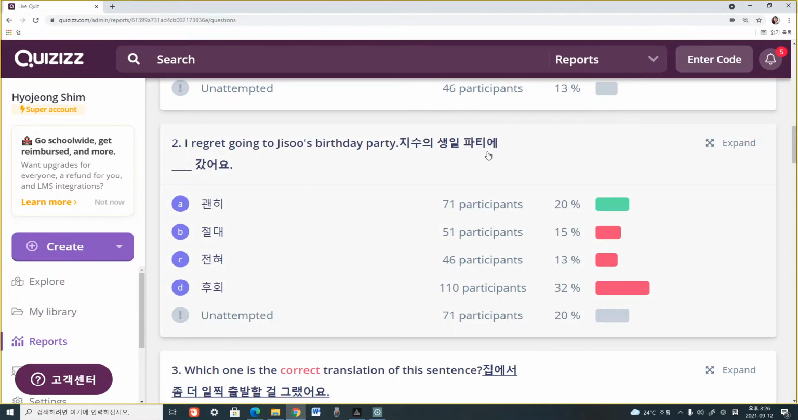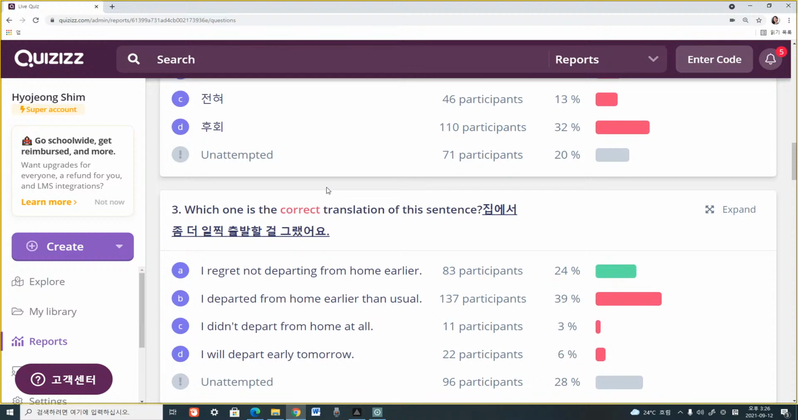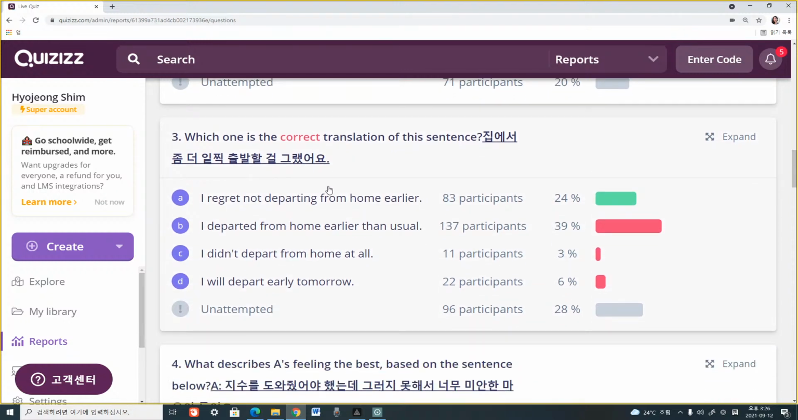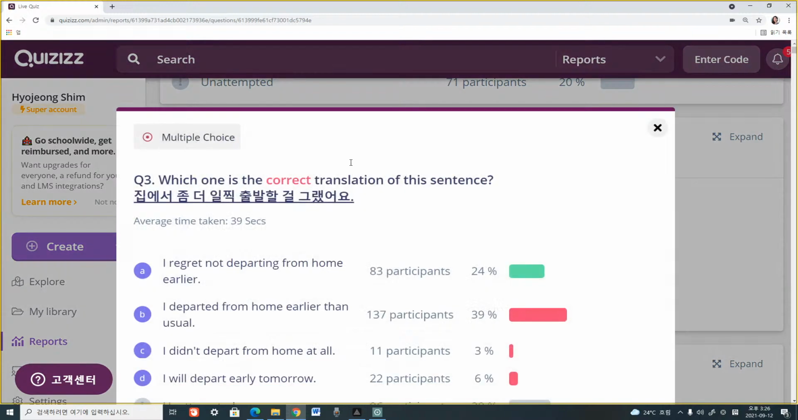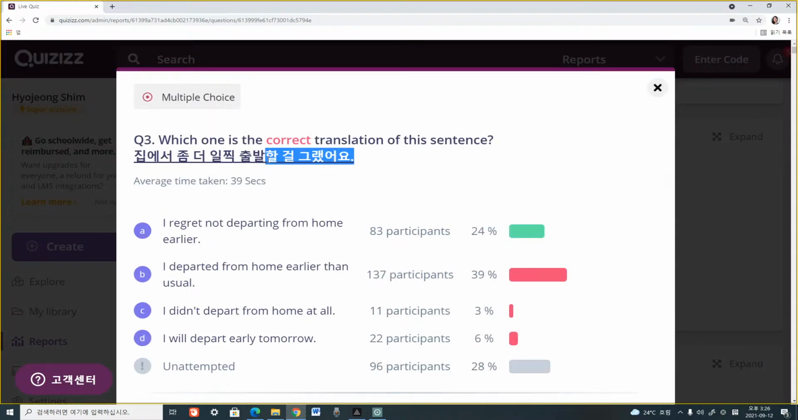지수의 생일 파티에 괜히 갔어요. Like I regret going to Jisoo's birthday party. 그 다음에 moving on to the third one. So this grammar might feel a little new to many of you guys if you haven't reached a certain level. 집에서 좀 더 일찍 출발할 걸 그랬어요. So this 리을 받침 걸 그랬어요 is the expression that we're gonna learn.